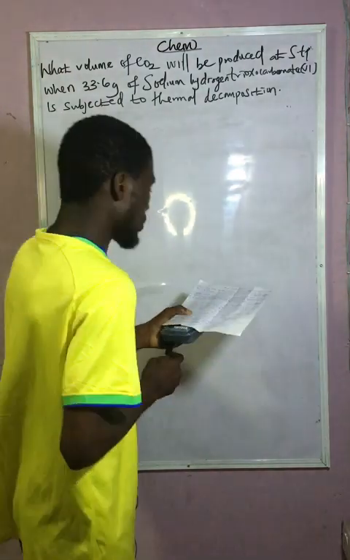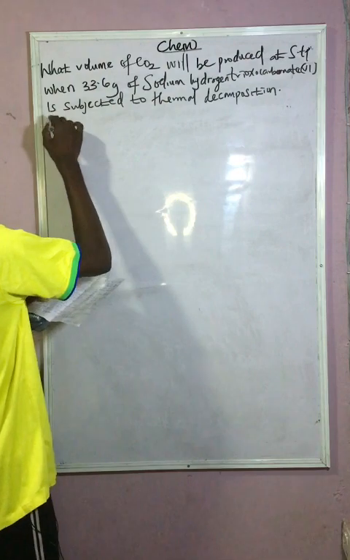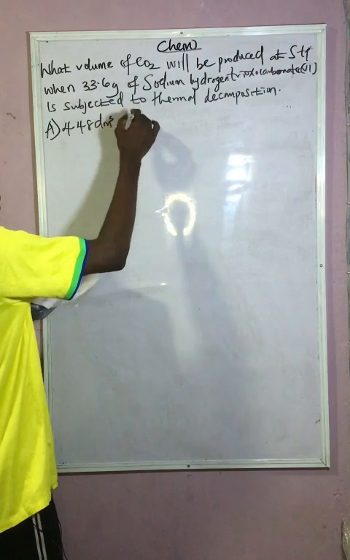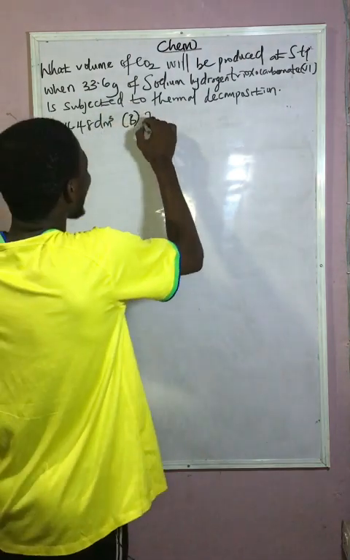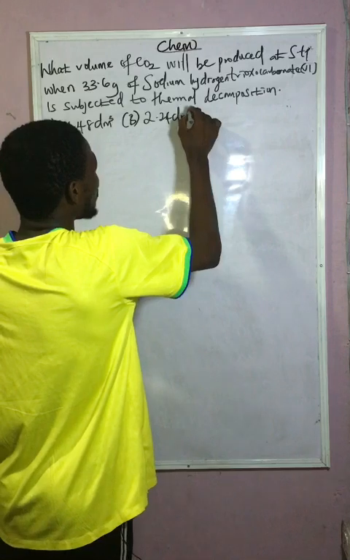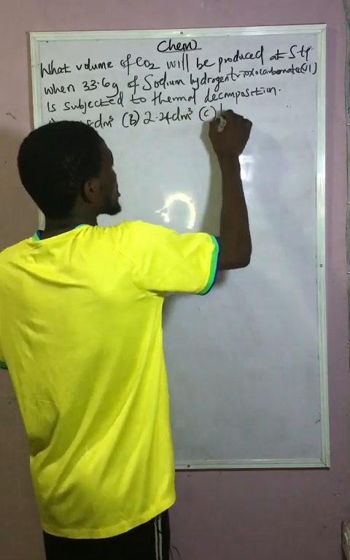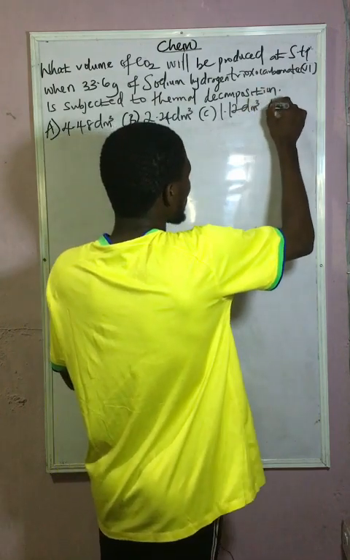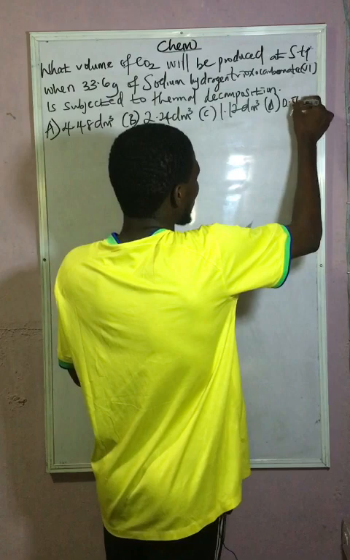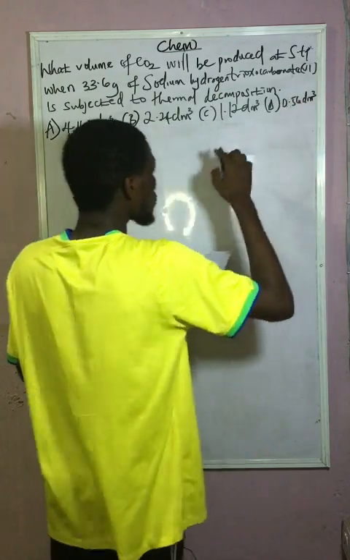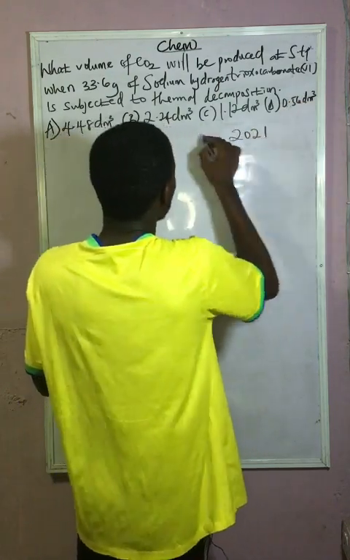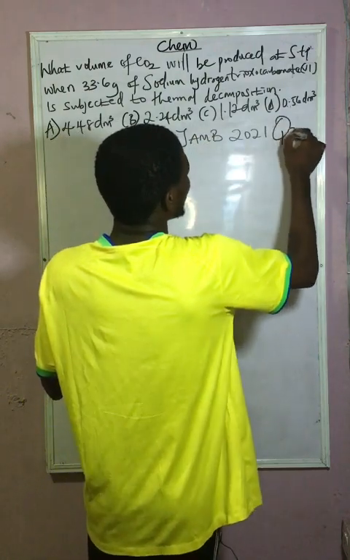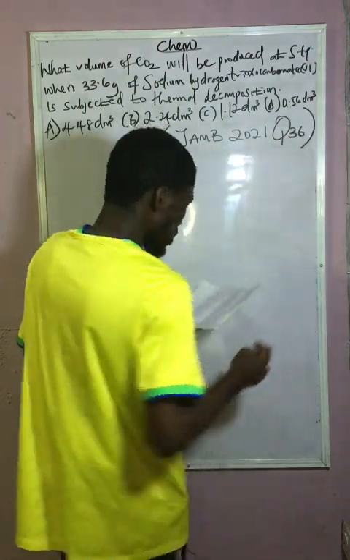So if we are given a question like this, under this question, JAMB did not provide the students with the equation to be used. Rather, they give the atomic mass of each of the elements. But as a science student, there are some elements whose atomic mass you need to be familiar with. So this question is JAMB 2021, question 36.